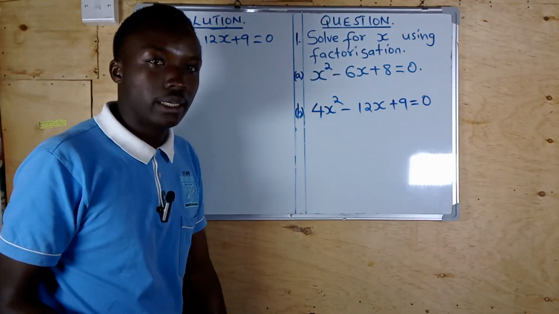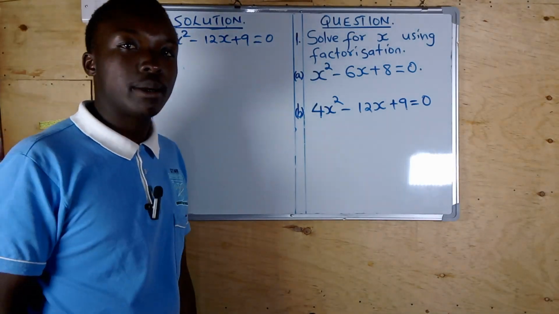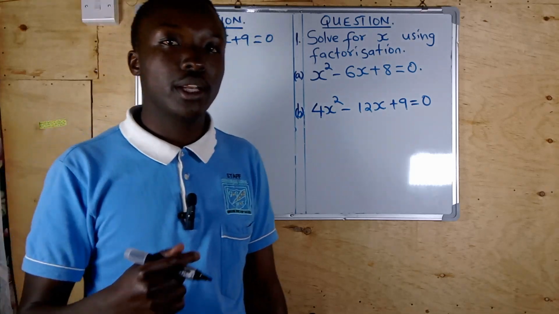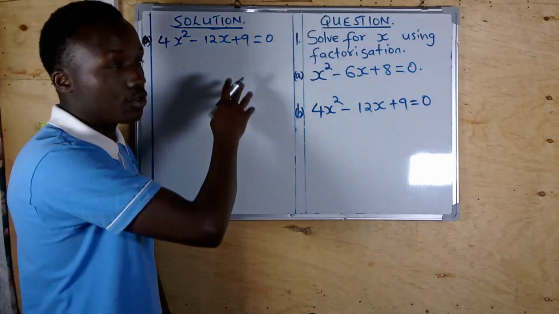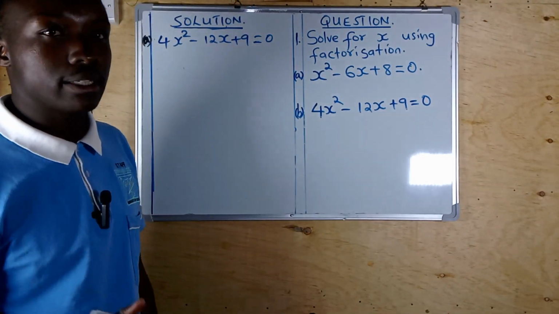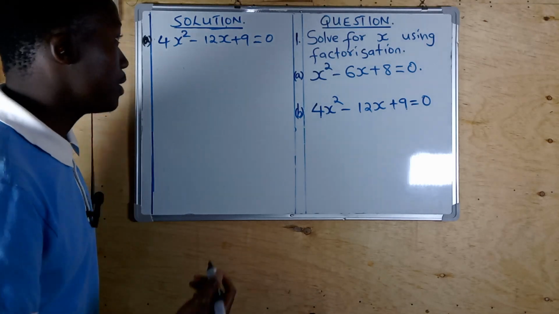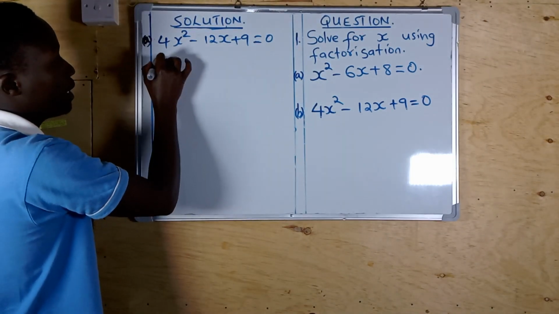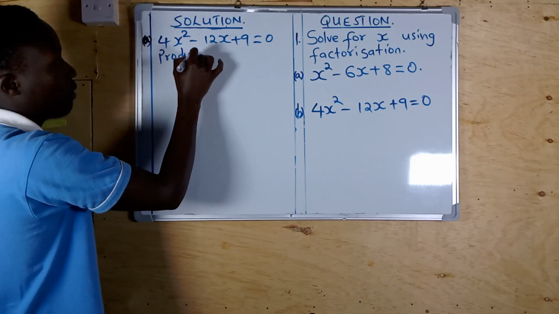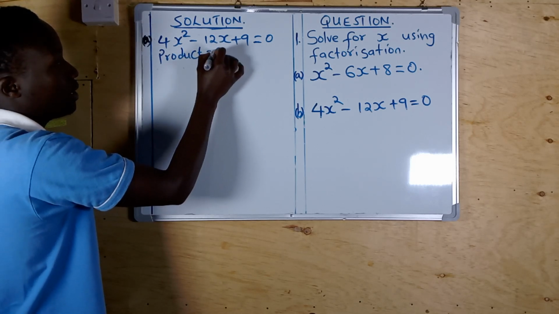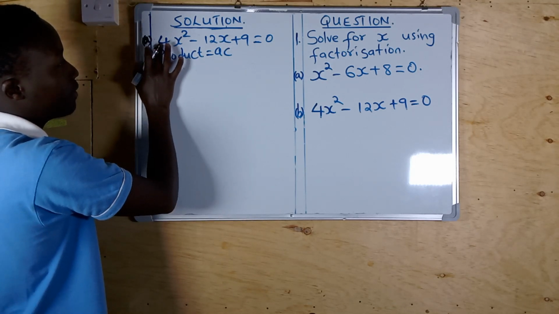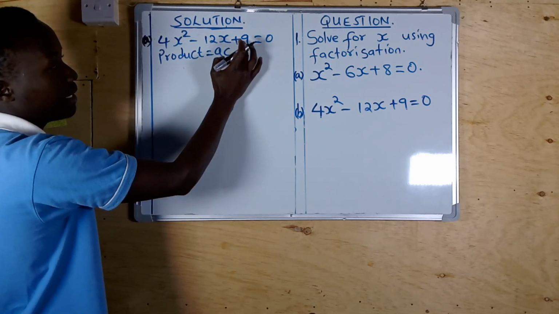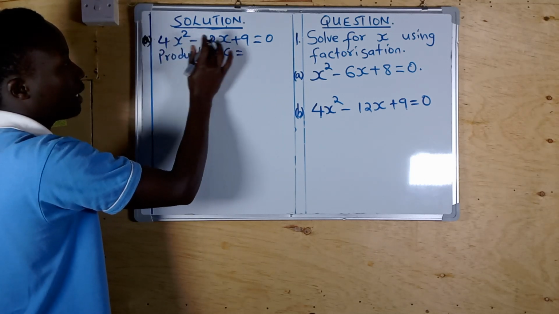And because I've taken you step by step on how to solve the first question, I believe now we are going to be able to solve the second one without any challenges. And this is how we are going to go about it. So remember, we said the first thing we determine is the product. And the product is always AC. A is 4, the first one, and C is the constant. So when we multiply 4 times 9, we get 36.